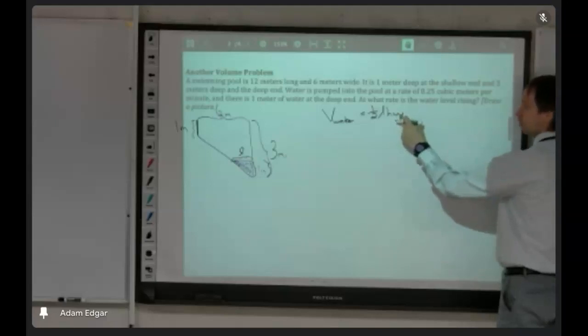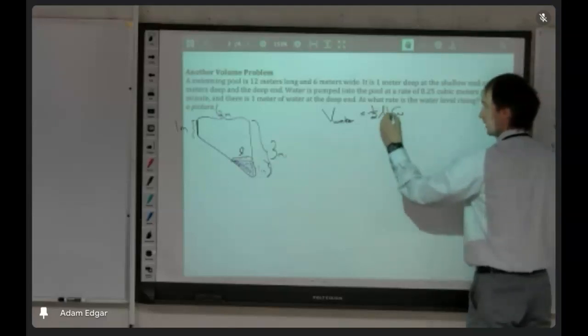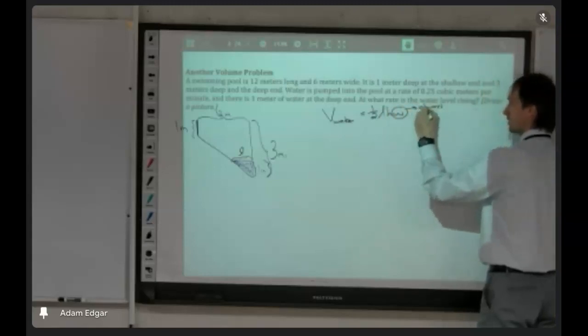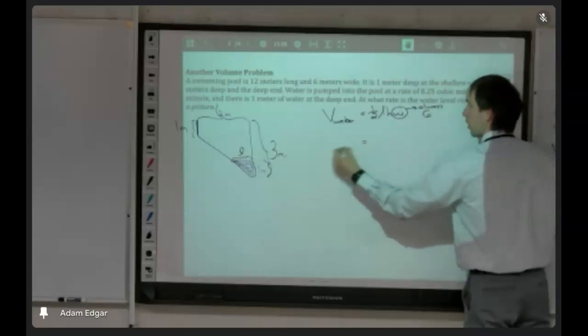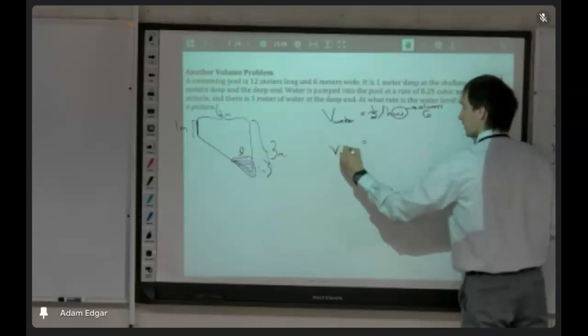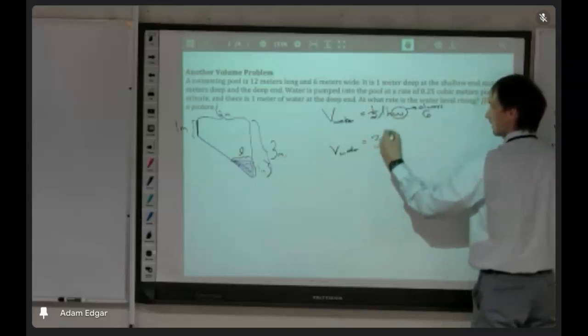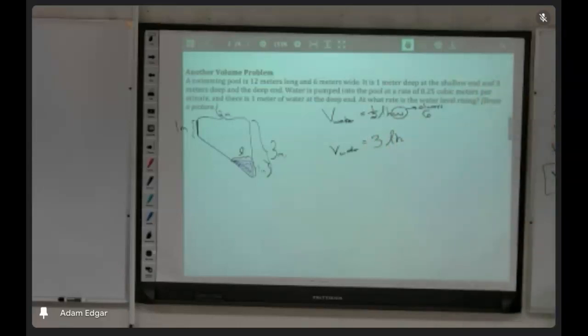So I'm going to rewrite this and say this is always 6. So that's a constant. So our volume for the water is really 1/2 of 6. I like to call that 3. Times the length times the height. So that's a volume formula for the water.